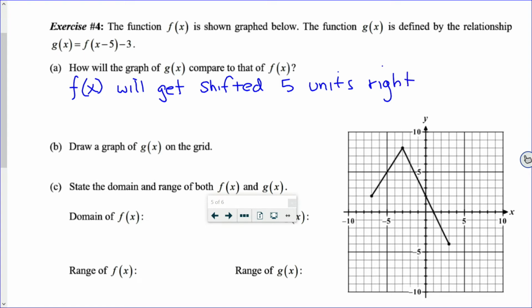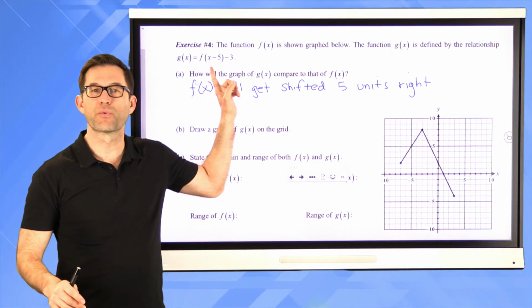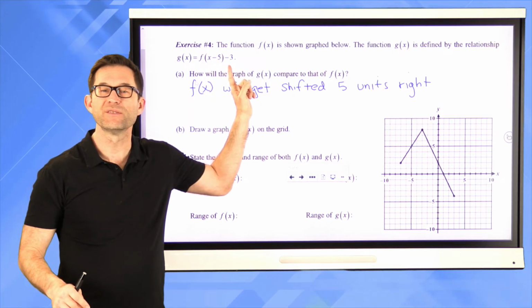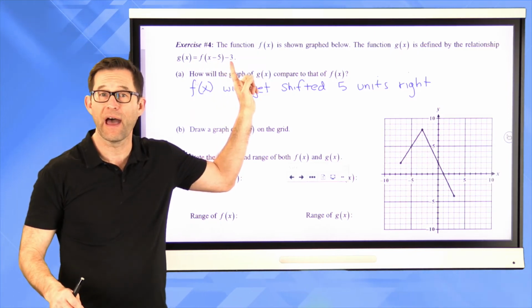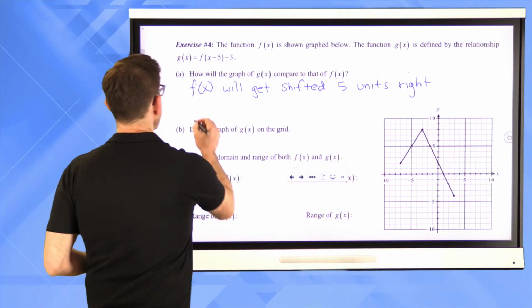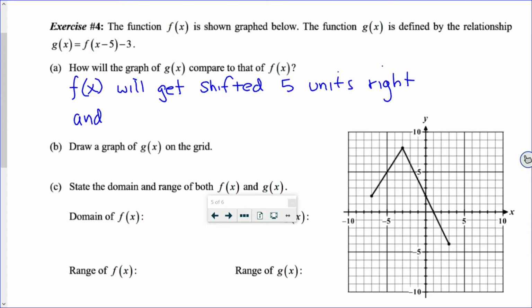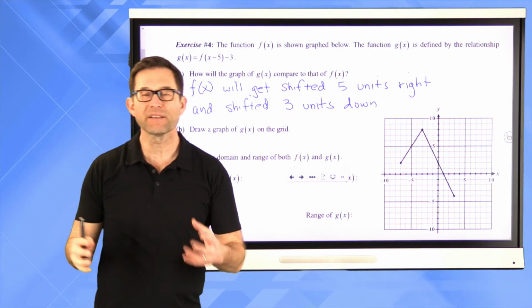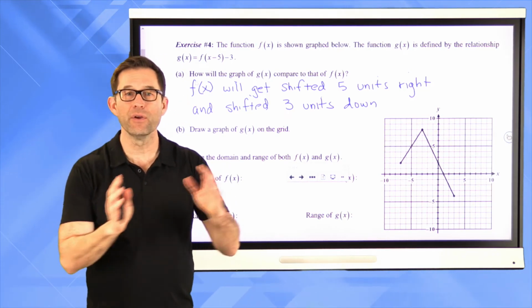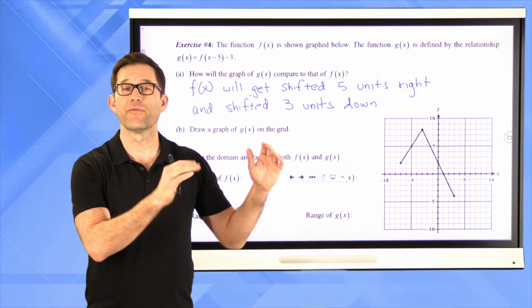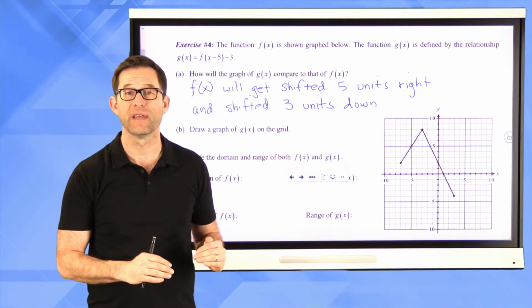And then I look outside of those parentheses on f of x to see if I've added or subtracted anything. I have. I've subtracted 3. So that means it will be shifted 3 units down, right? So the x minus 5 is going to shift it 5 units to the right, and then the negative 3 is going to shift it 3 units down.